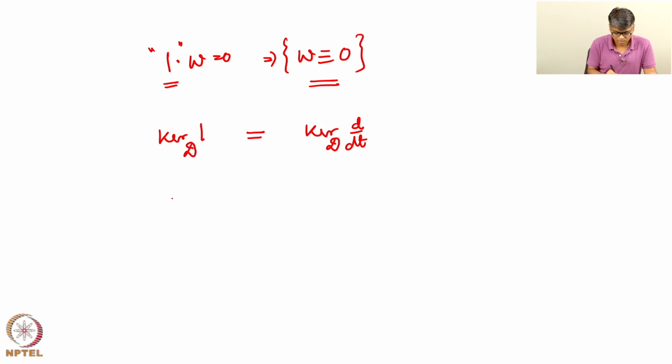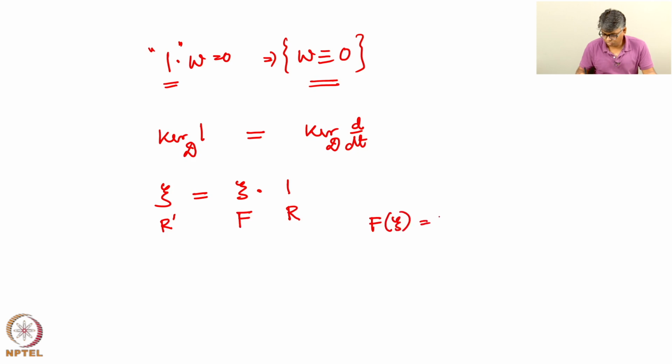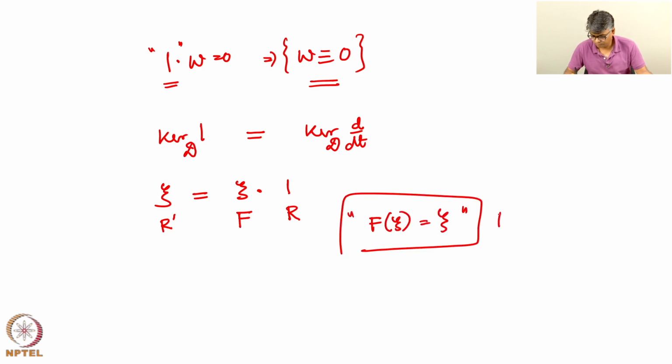Of course not. See, d/dt, so let me write xi. I have been using this letter already, why not? So xi is equal to xi times 1. So compare this with this: this is R, this is R prime, so this is my U, or rather F, correct? So F(xi) in this case is equal to xi, and this is certainly not unimodular.